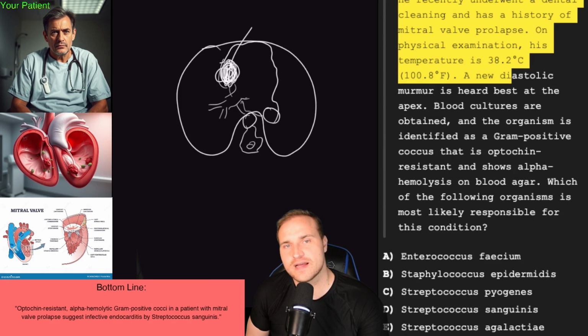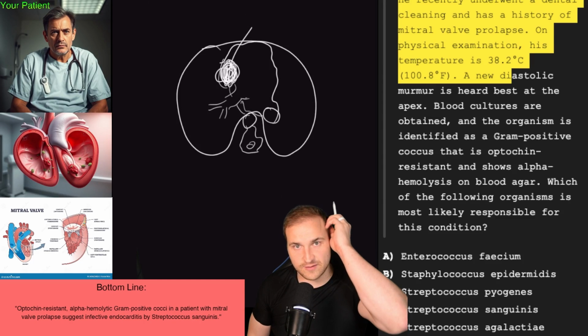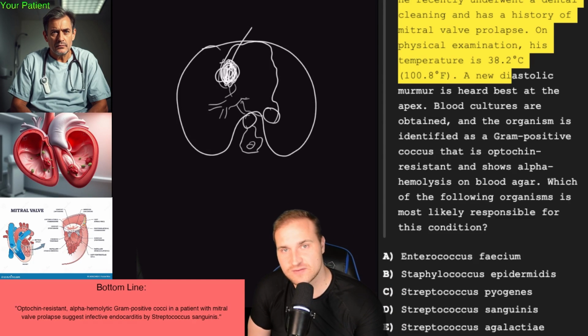So it's going to be Viridans group streptococci. And so those bugs, they really love hanging around the damaged valves. And in this case, it's going to be the Streptococcus sanguinis. That's the alpha hemolytic optochin resistant, commonly found in the dental plaque. And so anytime you have a dental cleaning, mitral valve prolapse, that should immediately cue you into Viridans strep. It's optochin resistant alpha hemolytic gram-positive coccus.